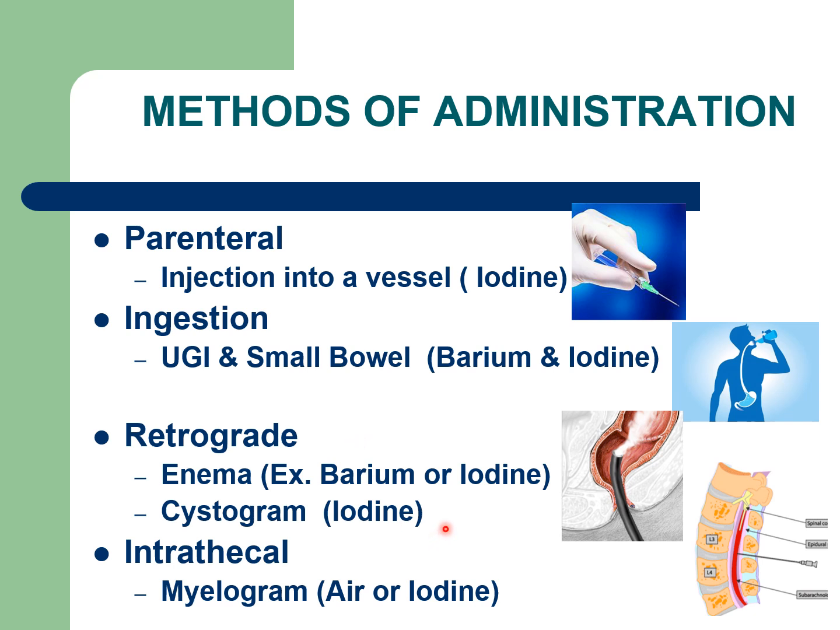And then intrathecal, which is what we're talking about when we go in the thecal sac, we're putting contrast or air into the subarachnoid space. So we're going into that thecal sac, the covering that you might think of as the meninges over the spinal cord. And so we're doing that when we do a myelogram or post-myelogram. So those are the four ways: parenteral, ingestion, retrograde, and intrathecal.